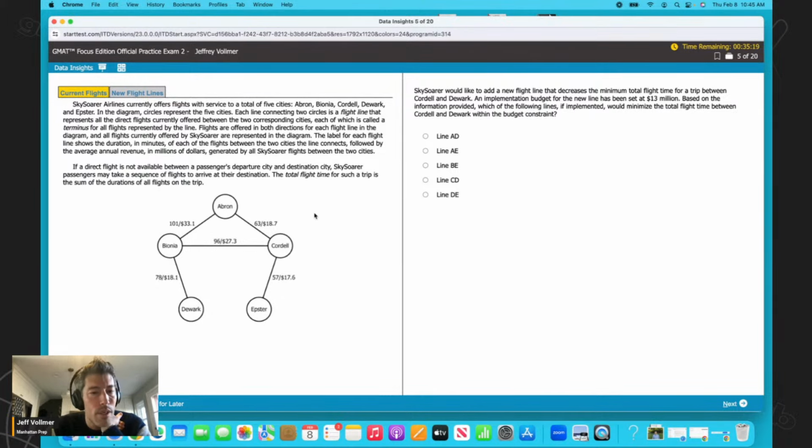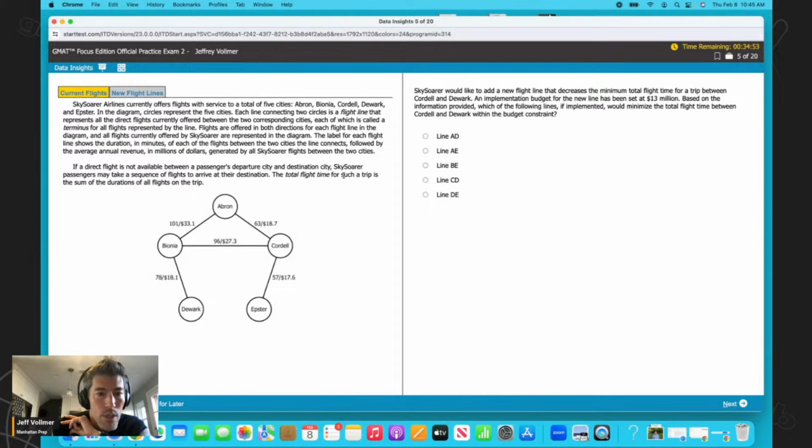Okay, flights are offered in both directions. For each flight in the diagram, all the flights offered by SkySoar are represented. Cool. All right, so this is basically like the exhaustive flight path route of all of these cities. The label for each flight shown is the duration in minutes, and each flight connects annual revenue in millions. So it's 101 minutes from A to B, and they make 33.1 million between those 2 cities throughout the year.